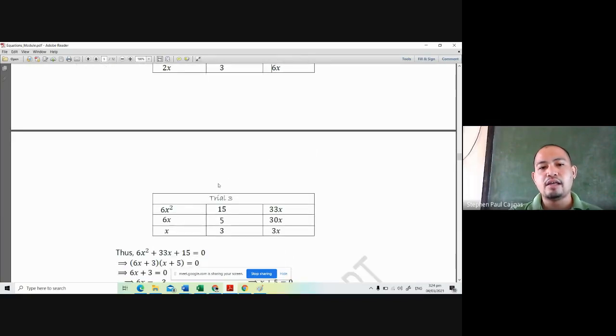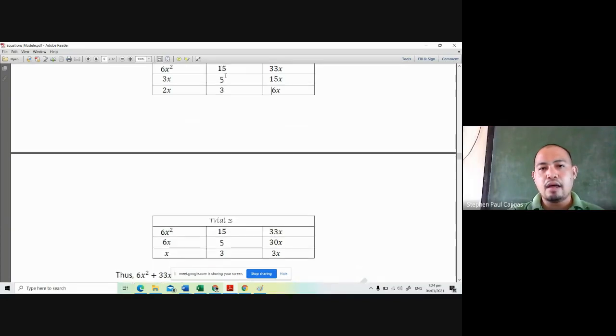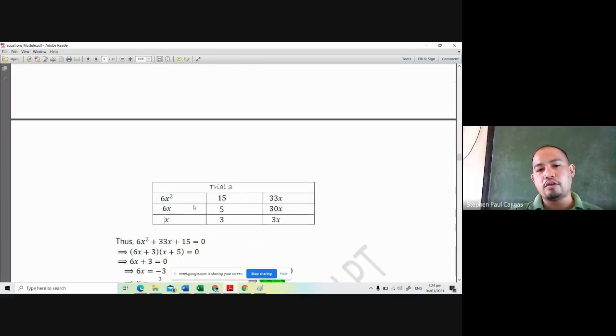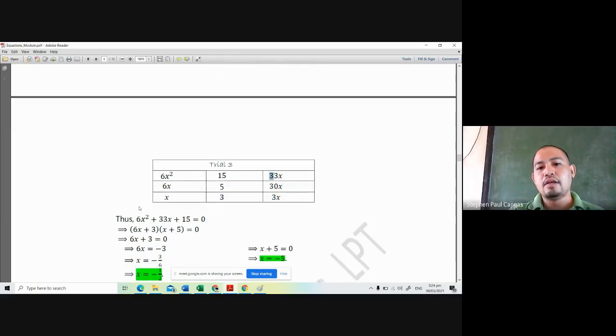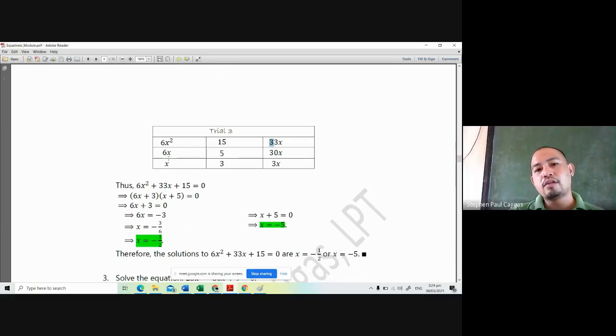That is still not right. So I will choose other factors. You can choose others first, like 15 and 1, or you can also use 6 and 1 as the factors. So instead of 15 and 1, I used 6 and 1. So 6 times 5, you get 30. Then 1 times 3, you get 3. 30 plus 3, you get 33. So that means your factors are 6x plus 3 times x plus 5.